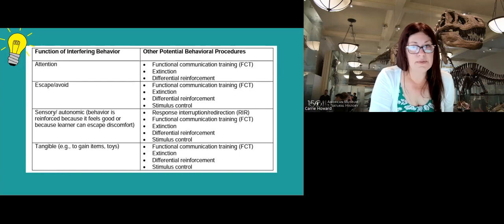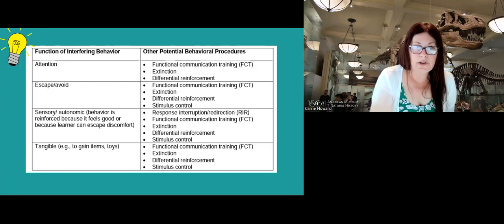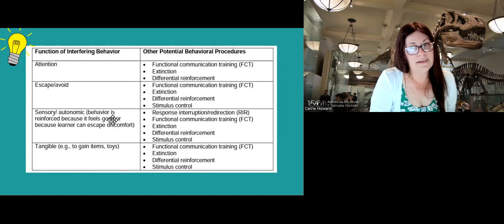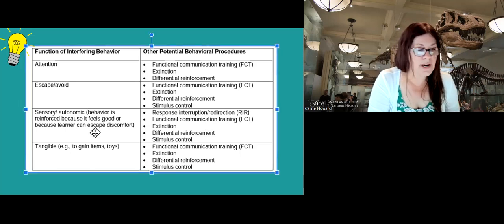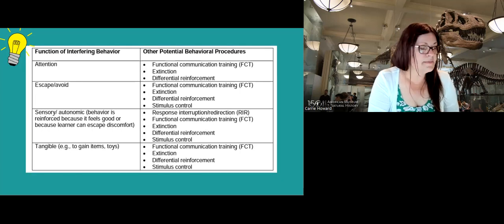Or maybe he needs a break or something, so we teach him how to communicate his needs. So that would be the functional communication training. So we could teach him how to say, hey, I need a break, and maybe he has a little access to a trampoline or something. He can go and jump on the trampoline instead of jumping in his seat. So just some ideas there.